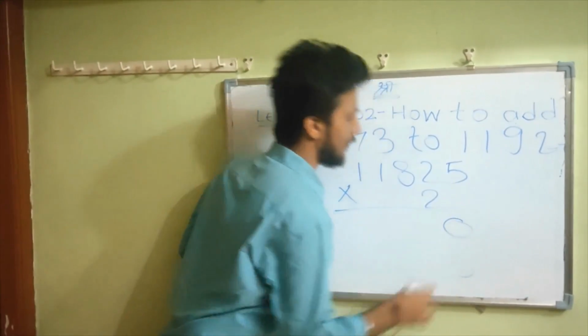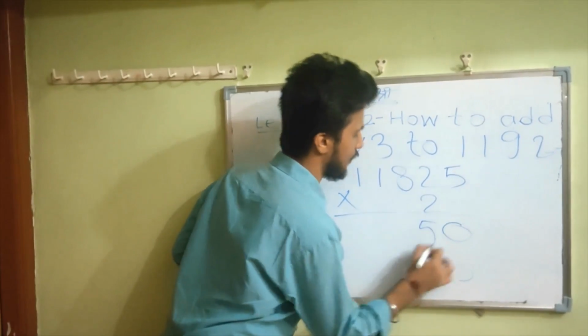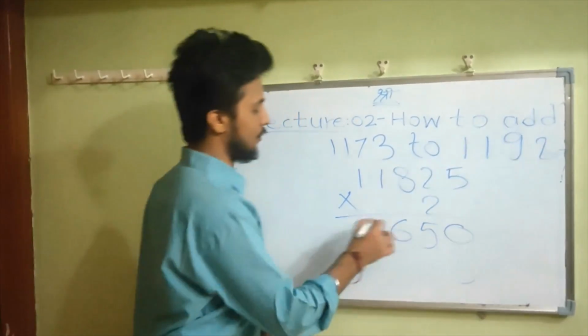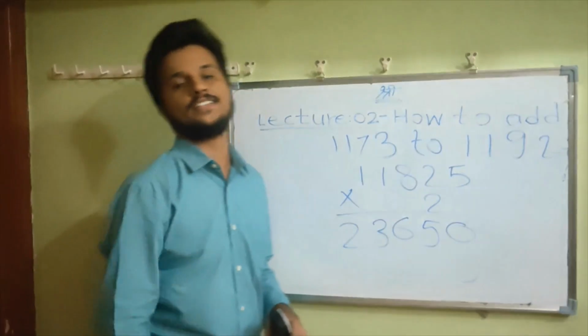2 5s are 10, carry 1, 2 2s are 4 plus 1, 5, 2 8s are 16, carry 1, 2 1s are 2 plus 1, 3, and 2 1s are 2. This will be the answer.